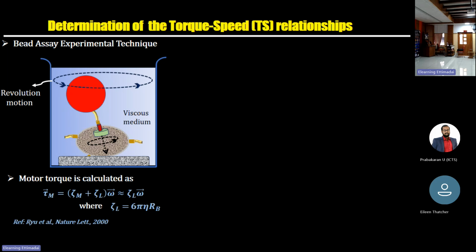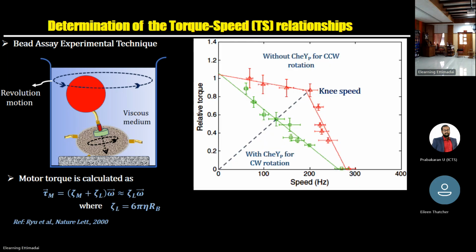The size of the bead you can vary, and so you can get different speeds. You can get the omega for different bead sizes. This is the experimental technique. Zeta L you can measure, RB is the radius of the bead, and eta is the viscosity of the medium. This is the standard technique, described by A.C. Berg at Harvard University. You can see this is the reference.